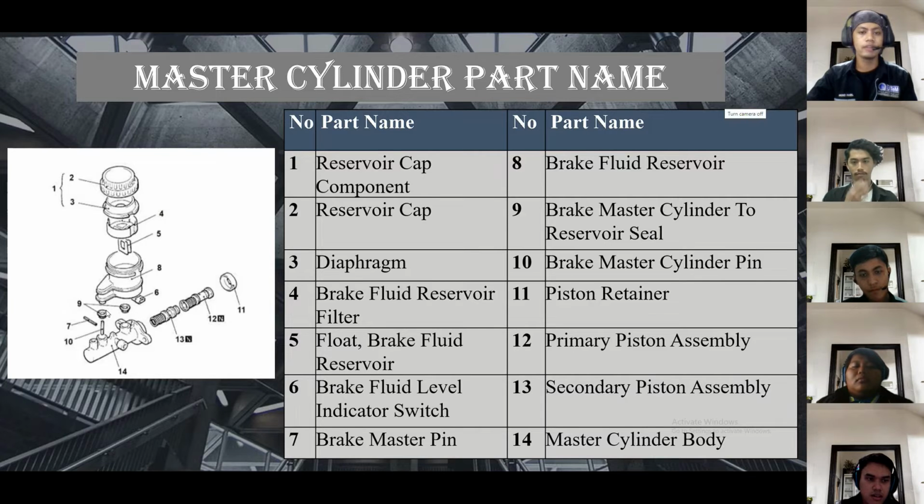Number 8 is the brake fluid reservoir, which contains brake fluid. Number 9 is the brake master cylinder to reservoir seal. Number 10 is the brake master cylinder pin. Number 11 is the piston retainer. Next is the primary piston assembly. 13 is the secondary piston assembly. And finally 14, which is the master cylinder body. Okay, next.